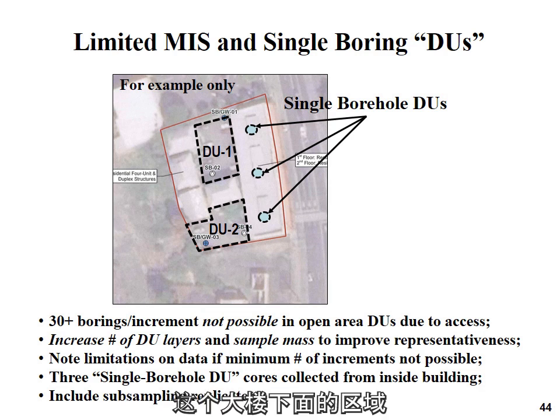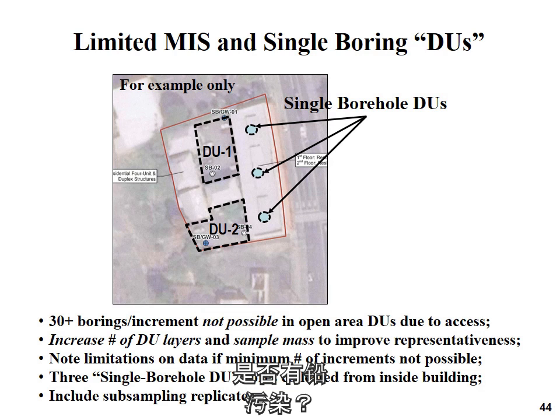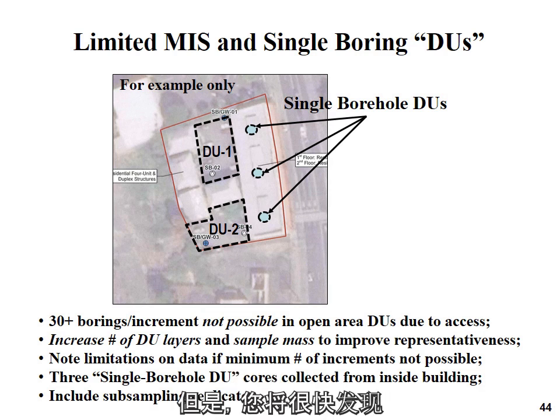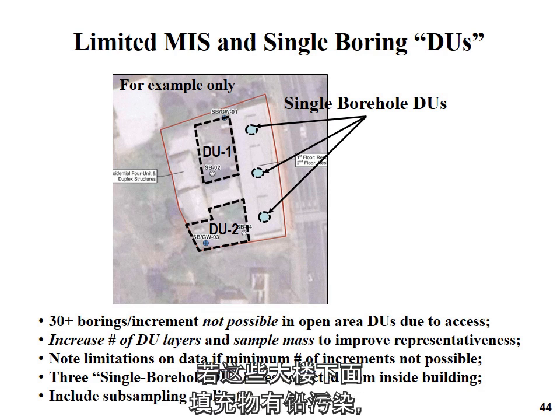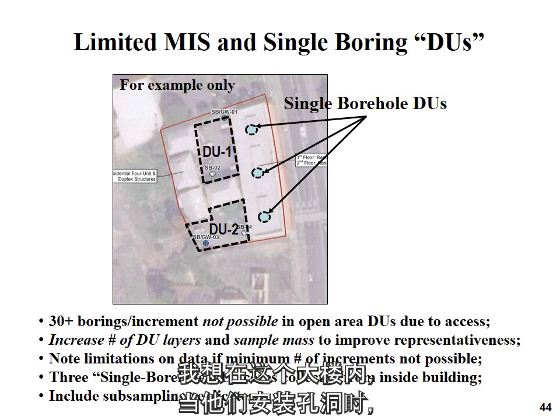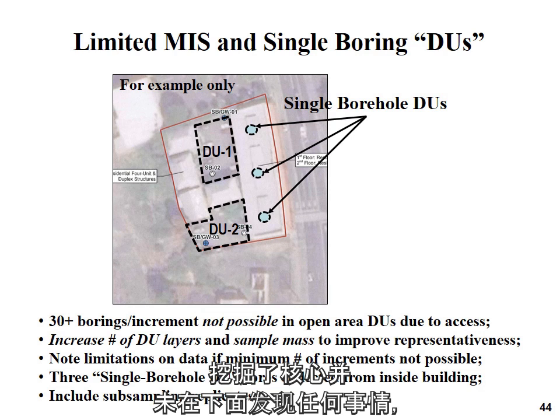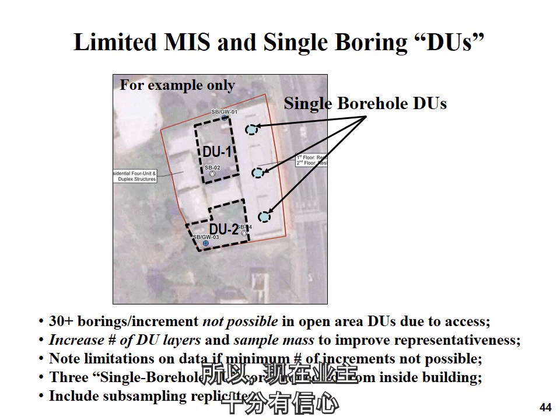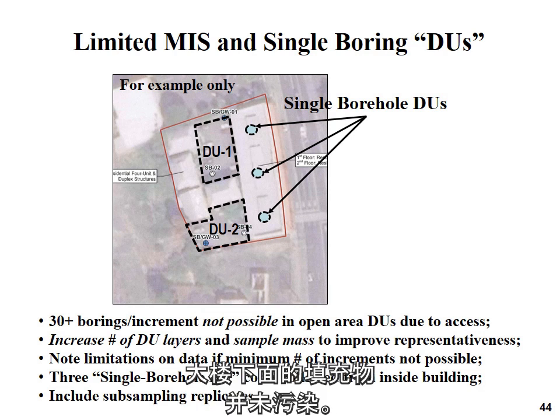Is this area under this building, does it have a lead contaminated fill or not? And even with just 5 increments, you may not get the concentration right, but you'll find out pretty quickly if you have lead contaminated fill under these buildings. Same thing in the single borehole DUs. I think at this building, when they installed their borings, did their cores, they didn't find anything under there. So now the owner has pretty high confidence the fill under this building is not contaminated.